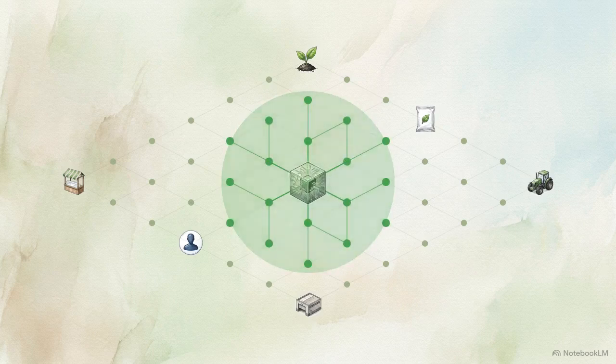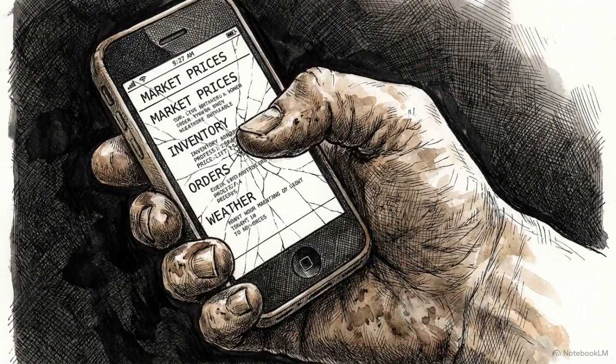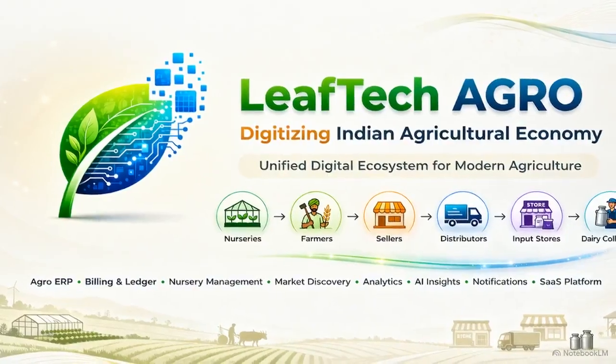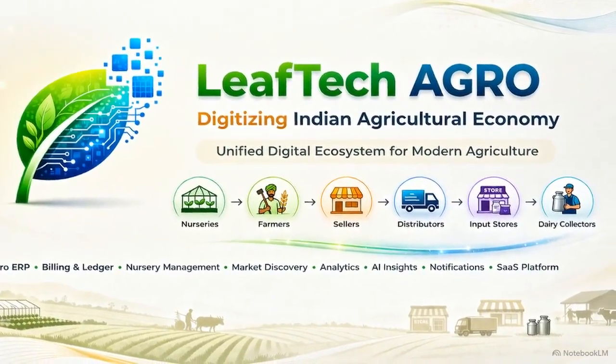This enables advanced features like demand prediction, market price forecasting, and assigning credit risk scores based on verifiable ledger history. LeafTech Agro represents the inevitable evolution of agtech, abandoning isolated farm apps to become the definitive, data-driven operating system of the agricultural supply chain.